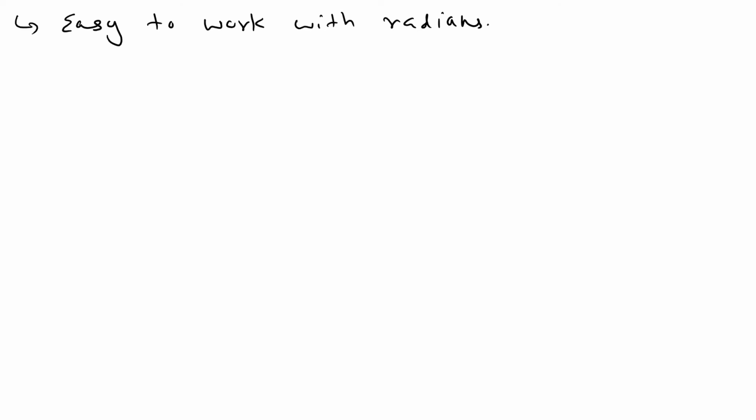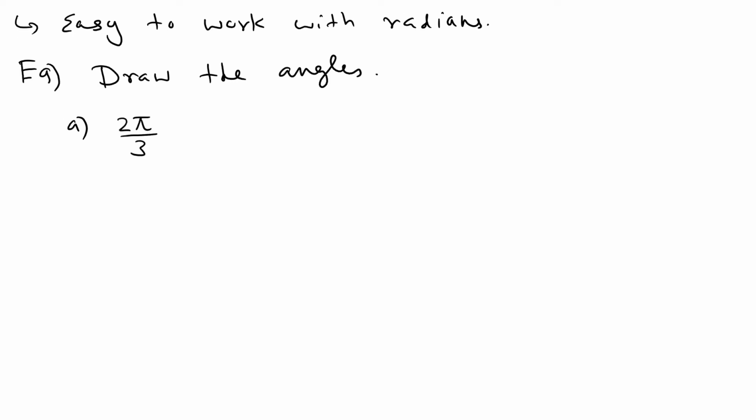So let's look at how to draw certain angles in radians. Draw the angles. Let's start with a few. Let's say the first one is 2 pi over 3. So how do we draw this angle?